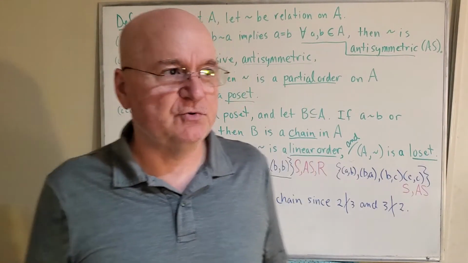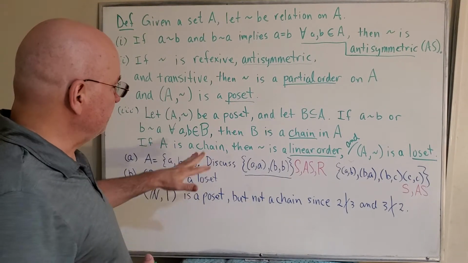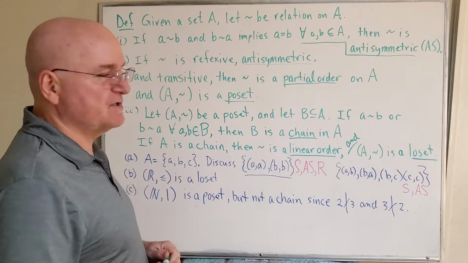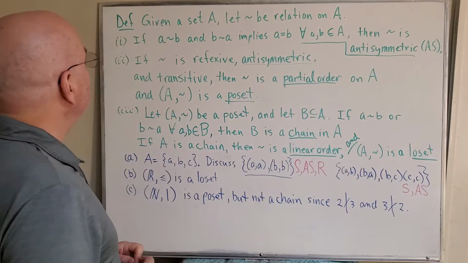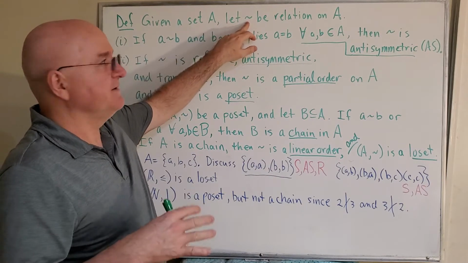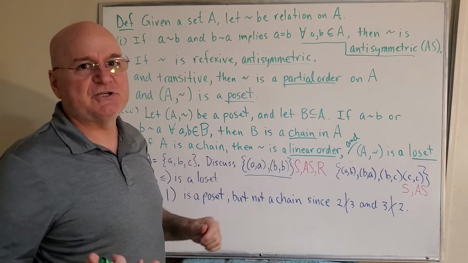Okay, we have some new terms to cover. We basically have three definitions and we'll apply them a little bit at the bottom. So this will be a short video. Given a set A, let's let this tilde squiggly mark, as usual, be a relation on A.